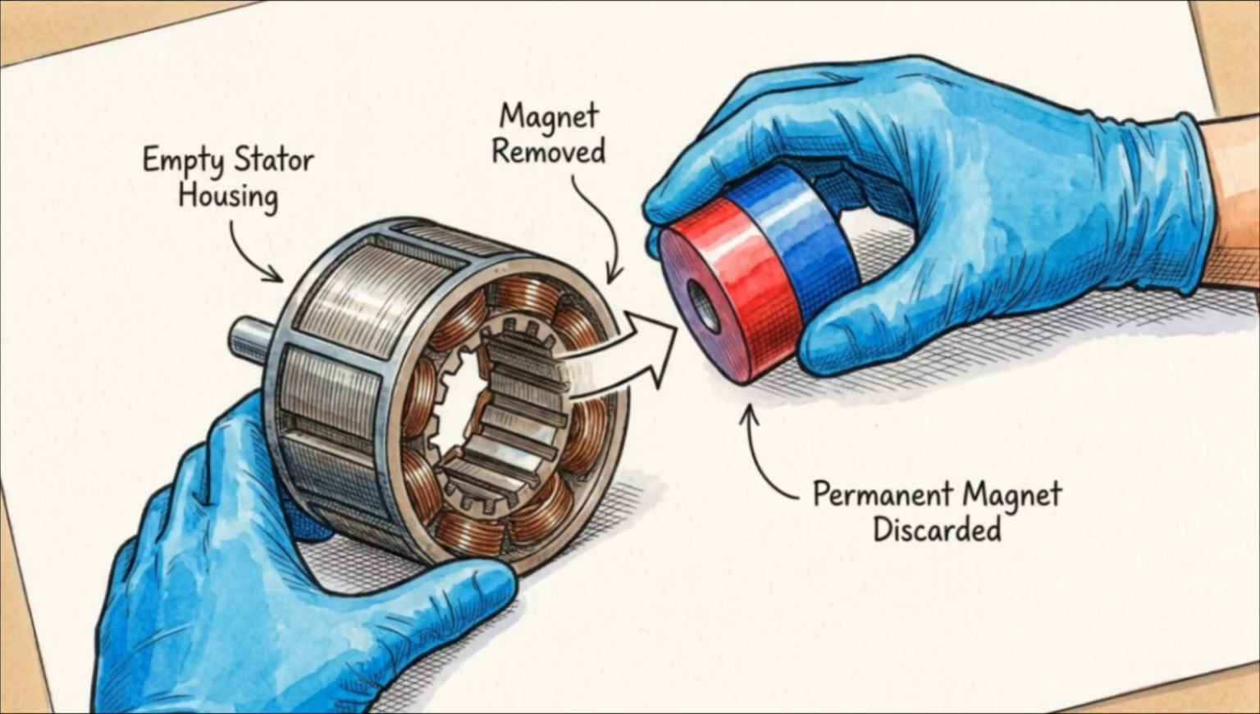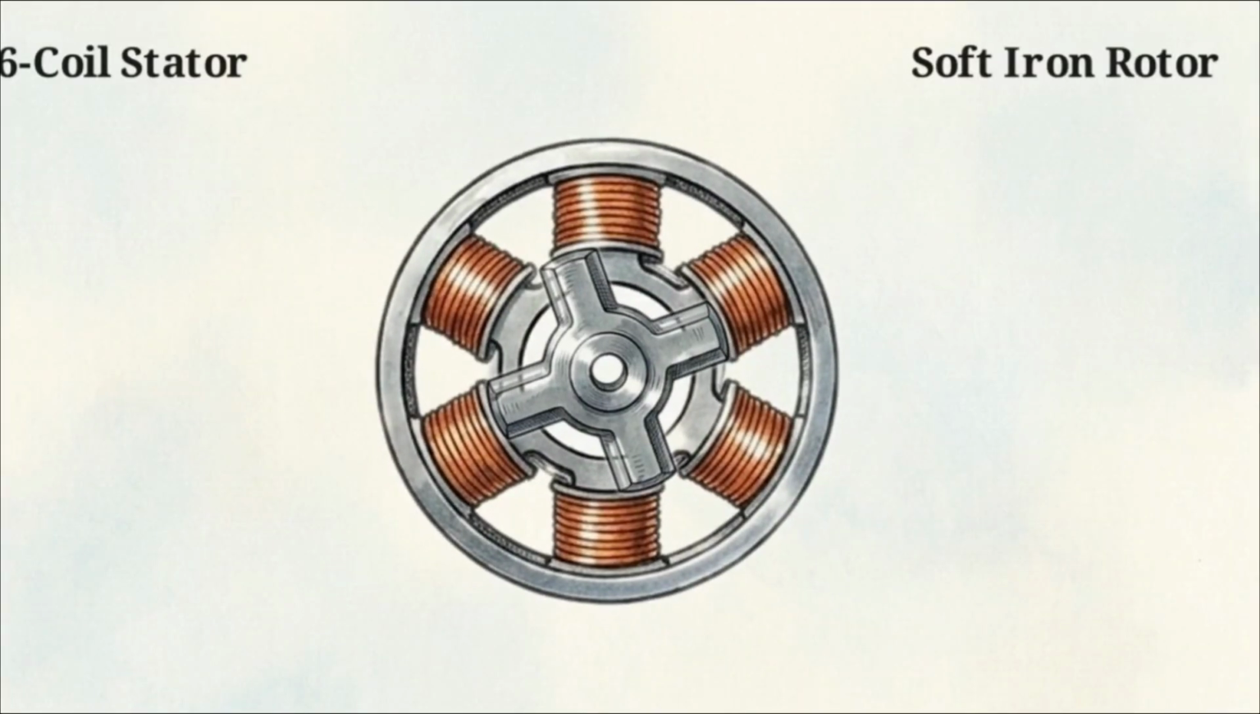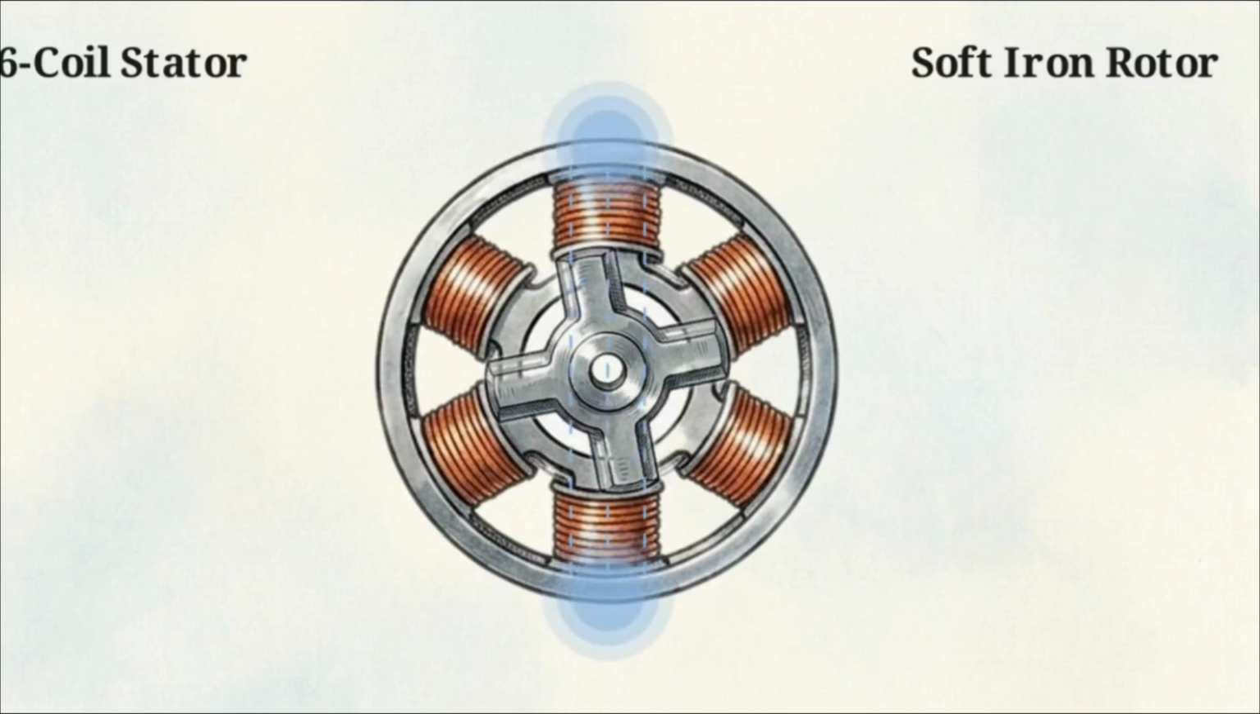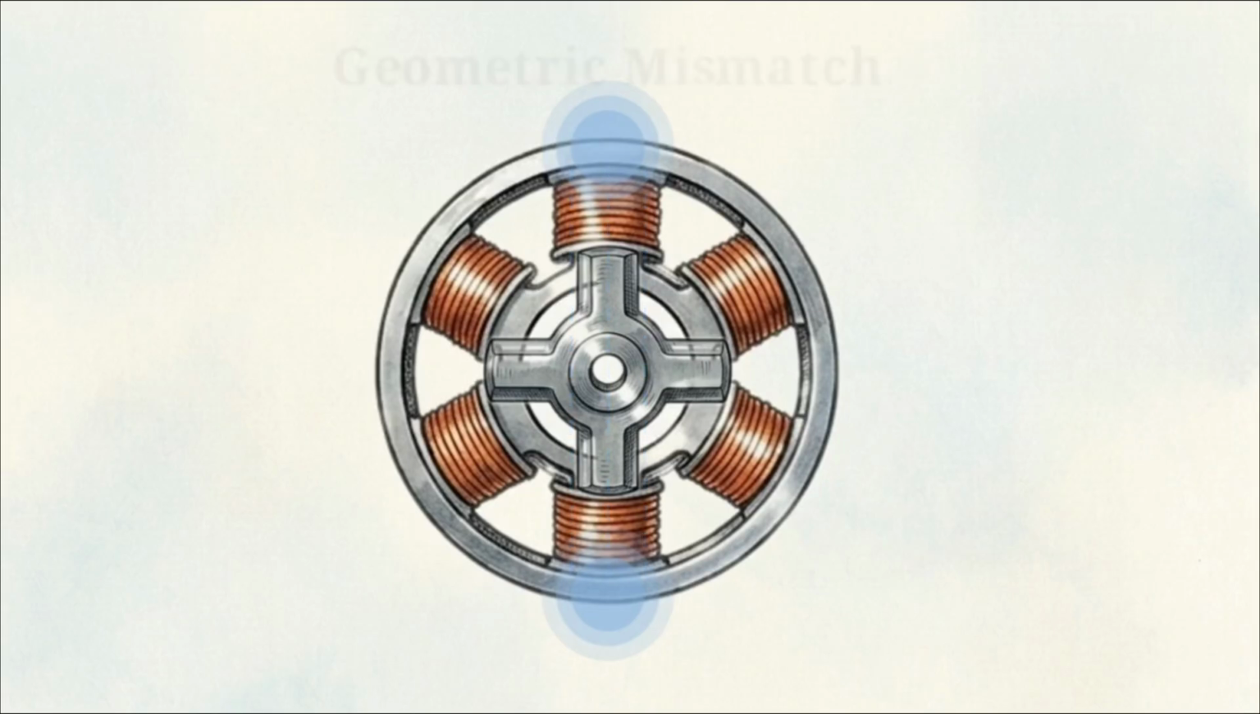To bypass that resolution limit, engineers developed the variable reluctance motor, discarding the permanent magnet entirely. This diagram demonstrates the principle of minimal reluctance. We have a 6-coil stator surrounding a soft iron rotor. Because iron is highly attracted to magnetic fields, it will physically rotate to close the air gap between its teeth and an active electromagnetic coil. Notice the deliberate geometric mismatch.